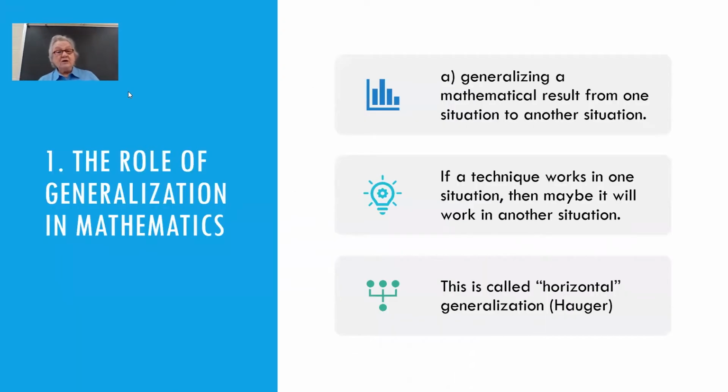Okay, so the role of generalization in mathematics. We are generalizing a mathematical result from one situation to another situation. If a technique works in one situation, maybe it'll work in another situation. This is what I call horizontal generalization. Nobody else calls it that. That's just me. I made it up.